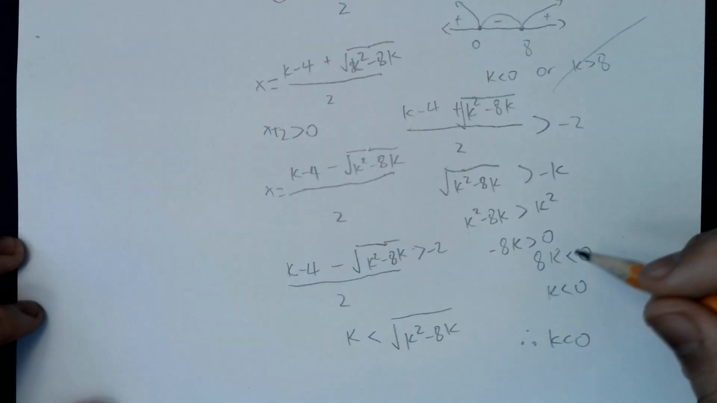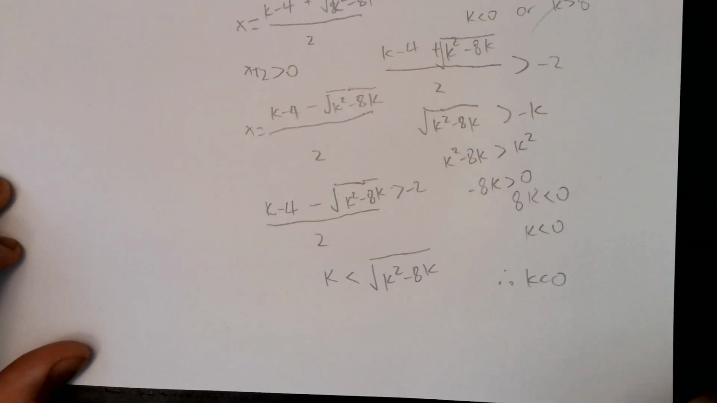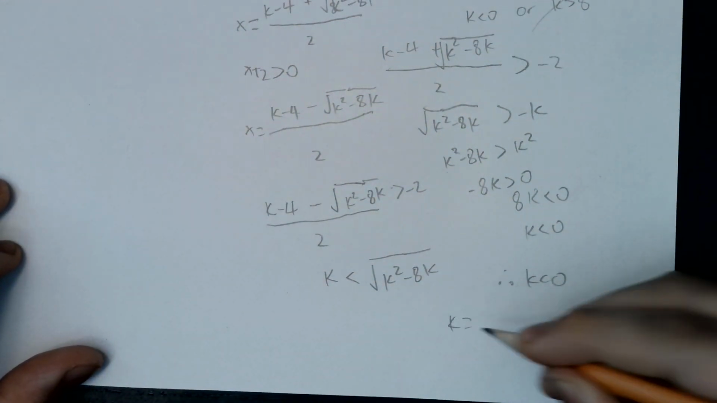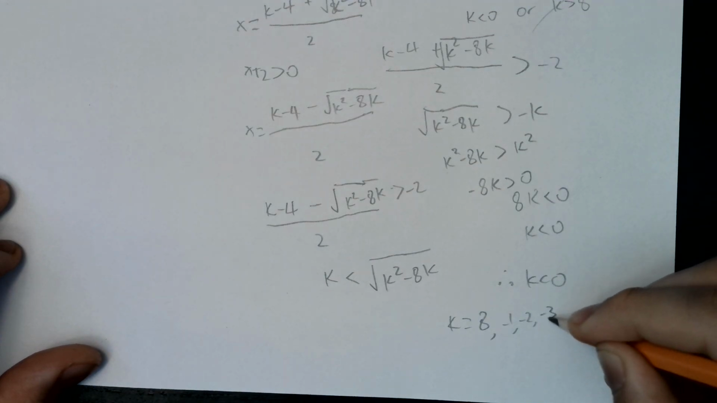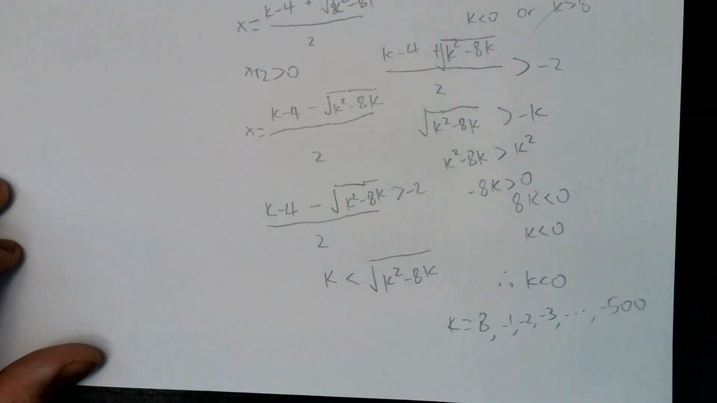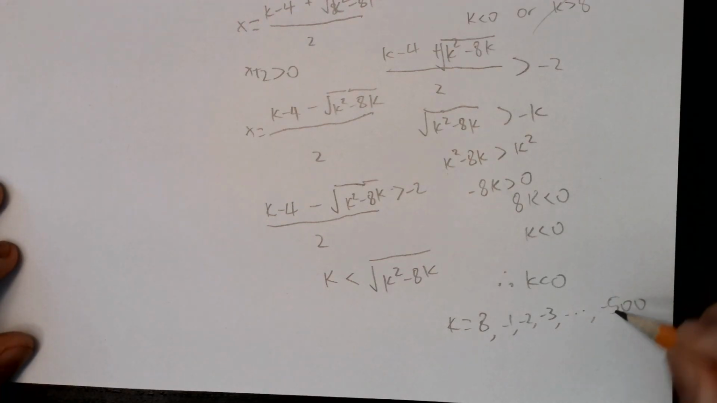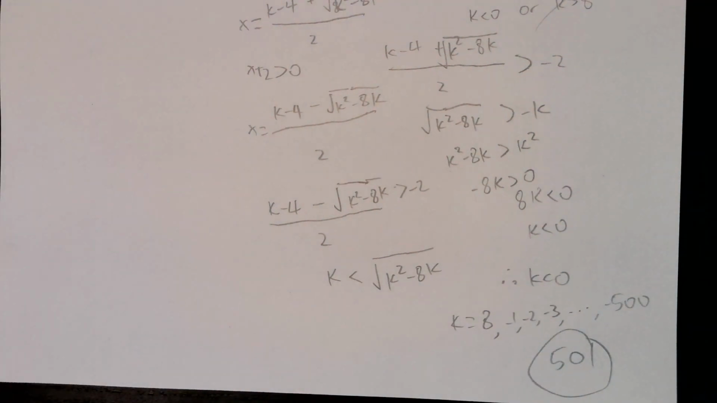So in other words, if k is smaller than 0, we will always have at least one real solution for one of the x's. And obviously, going back to our first case, we have k equals 8. So here we have k should be equal to 8, and then negative 1, negative 2, negative 3, all the way down to negative 500. So the answer should be 500 plus 1, or 501. So the answer to the problem is 501.